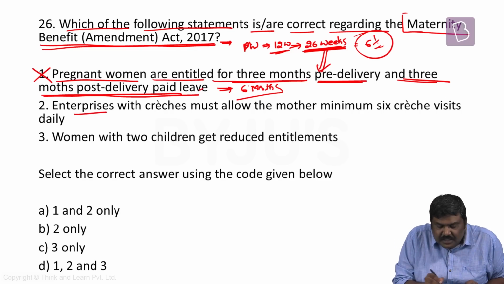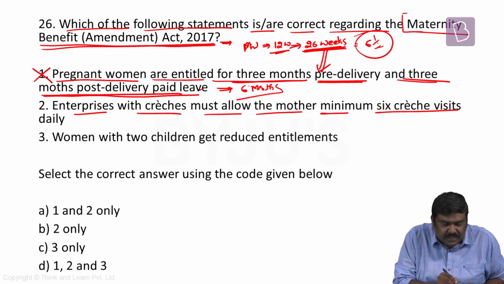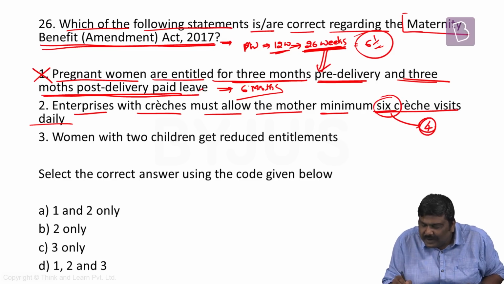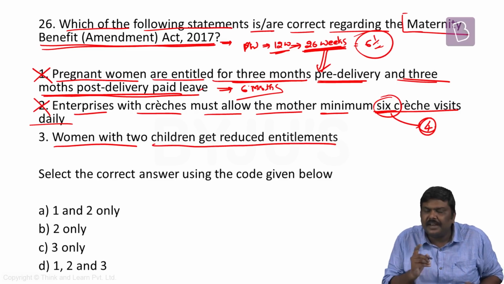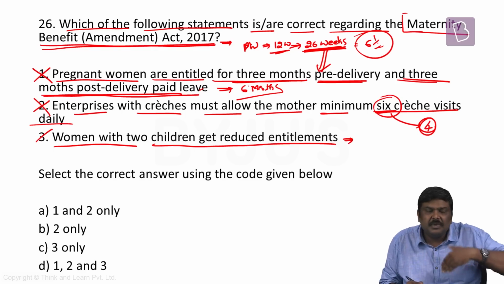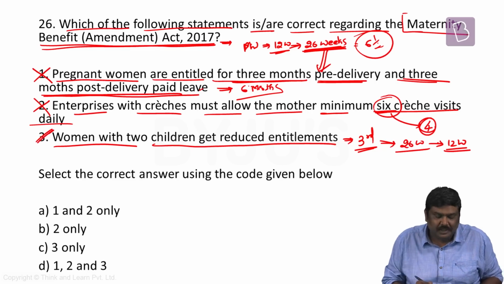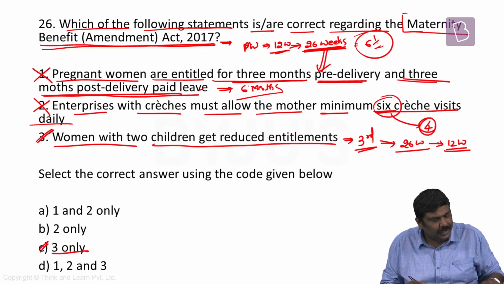Second point, enterprises with creches must allow mothers a minimum of 6 creche visits daily. Allowed under this act are 4 creche visits. The point says 6 creche visits, so this is also wrong. Third point, women with 2 children get reduced entitlements. This point is true because as per this act, once a woman is expecting a third child, the entitlement falls from 26 weeks to 12 weeks. So this statement is correct. Based on this, the right option will be option C, 3 only.